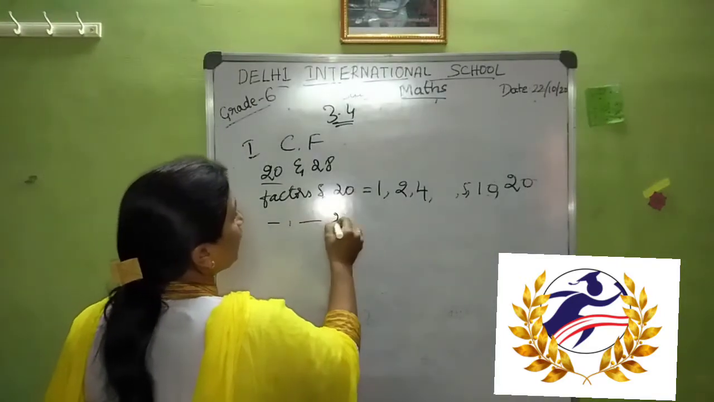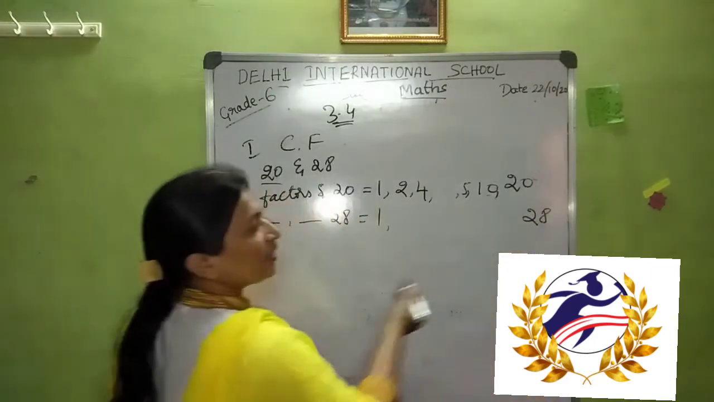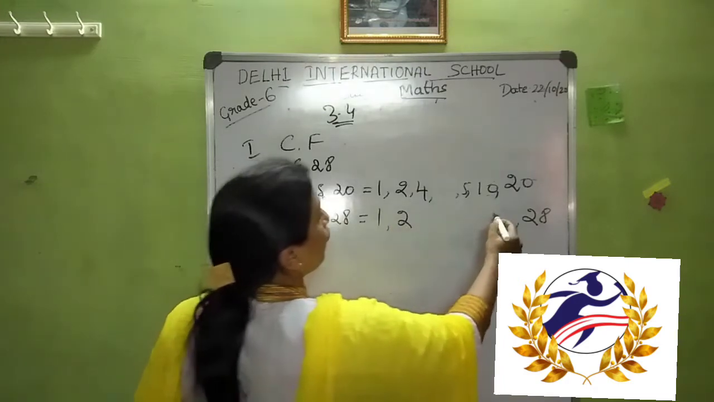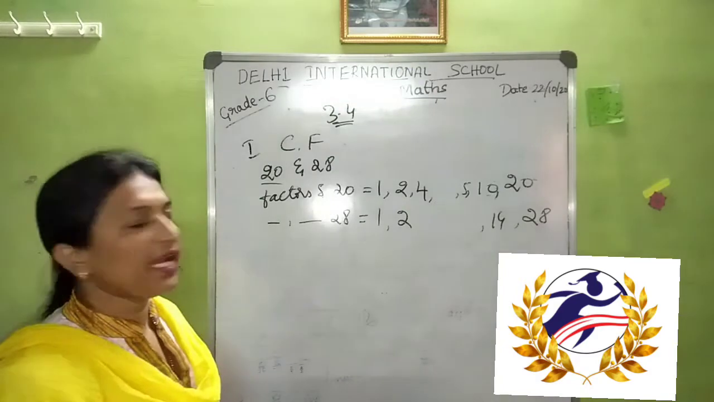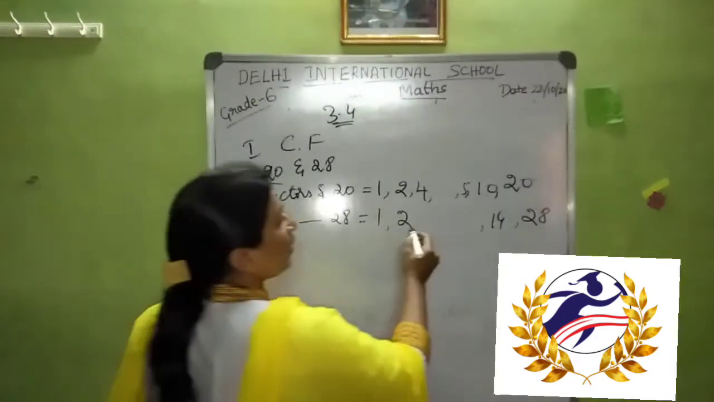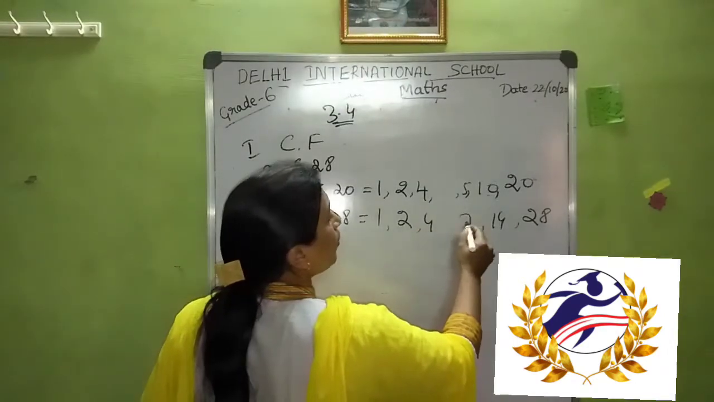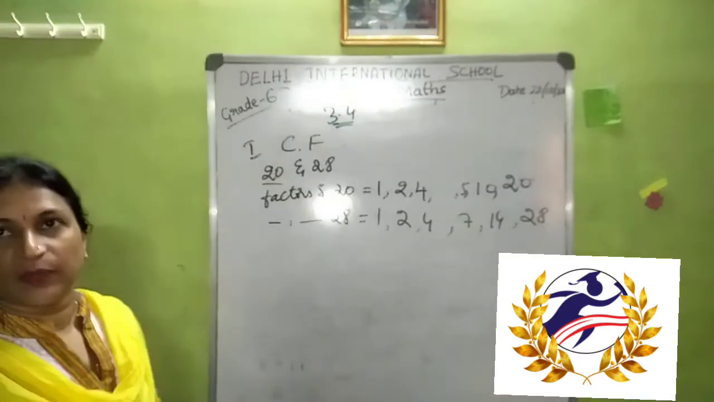In the same way, factors of 28: 1 twenty-eight is 28, 2 fourteens are 28. In the 3 table it doesn't come. 4 sevens are 28. In 5 it doesn't come. I think only this much.